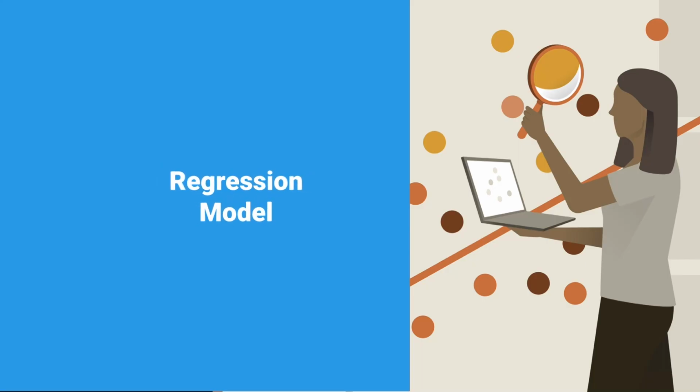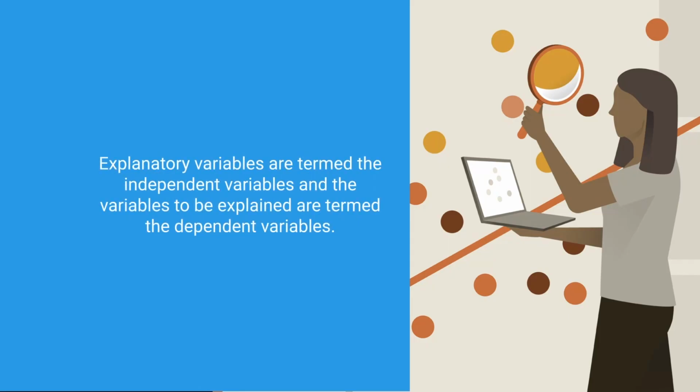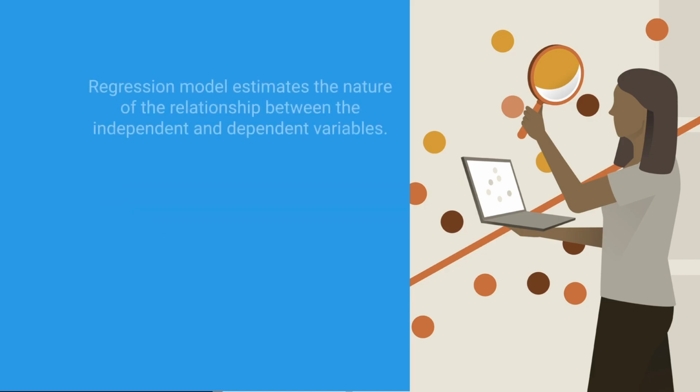So a regression model is one of the important ingredients of the probabilistic model, and this regression model emphasizes a relation between variables where change in some variables may explain or possibly cause changes in other variables. So cause and effect relationship is a very important term which revolves around this particular model. Explanatory variables are termed the independent variables, and the variables to be explained are termed the dependent variable. So the regression model estimates the nature of the relationship between the independent and dependent variable.